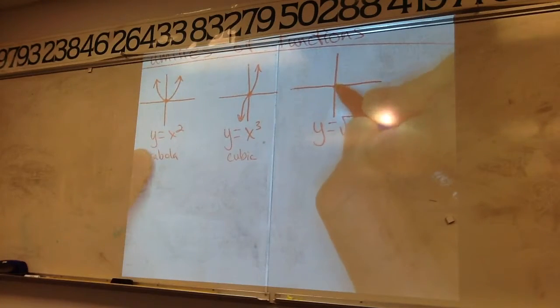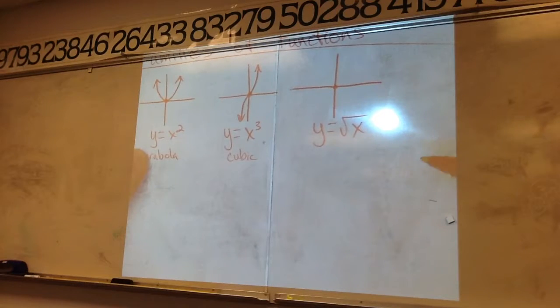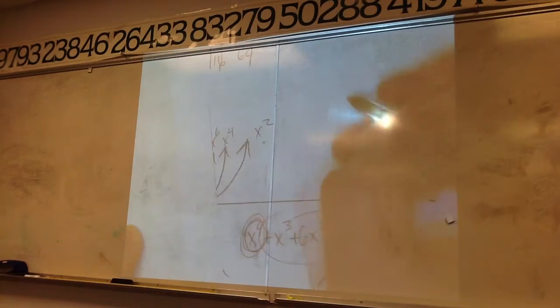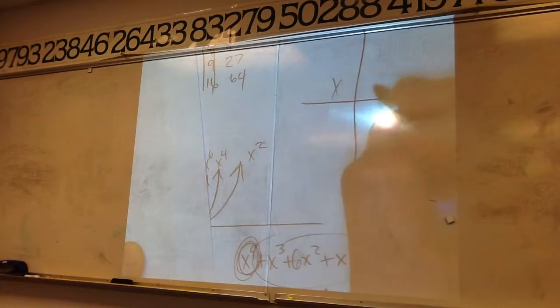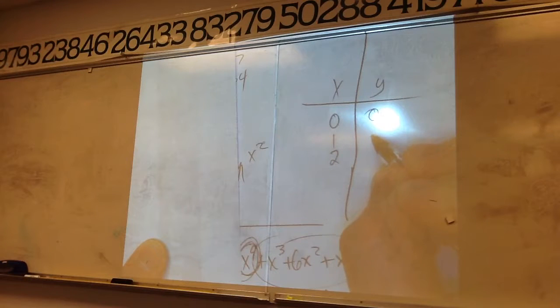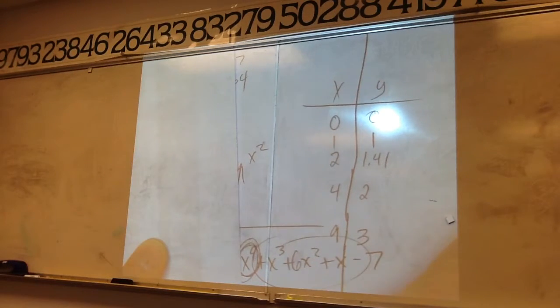I think it goes up really slow. You feel like it goes up slow? Why do you feel like that? Because you go 0, square root of 0. Let's just make a little table here and see what happens. The bigger the x: 0, 0; 1 is 1; 2 is 1.41; 3, I don't know. 4 is 2, 9 is 3, 16 is 4.